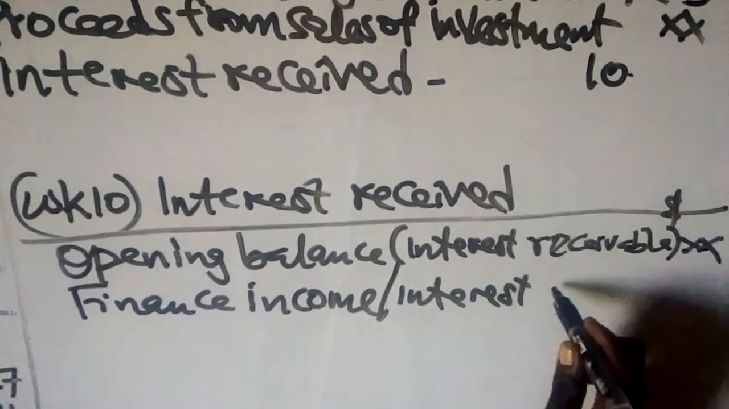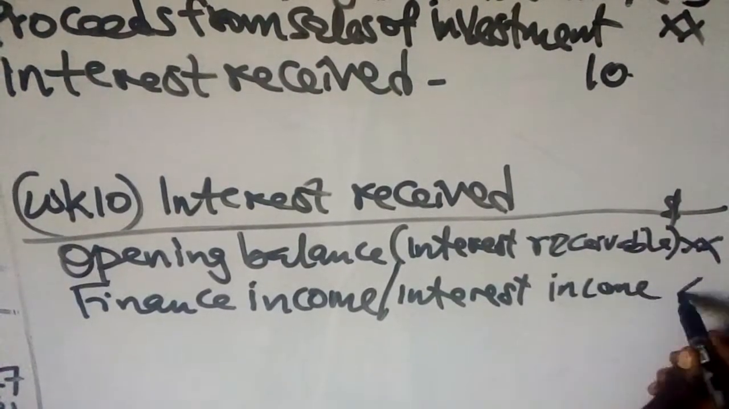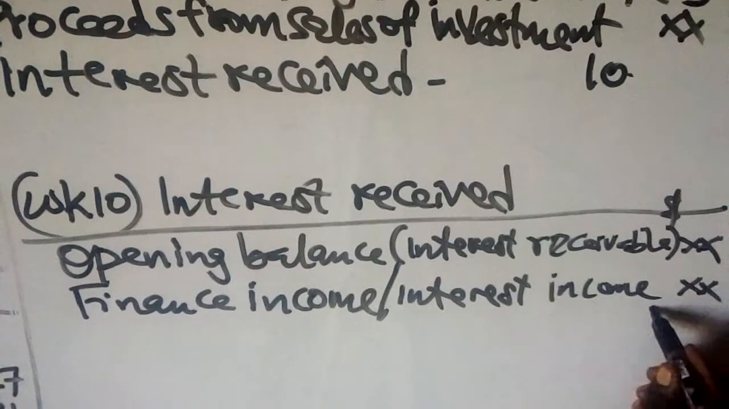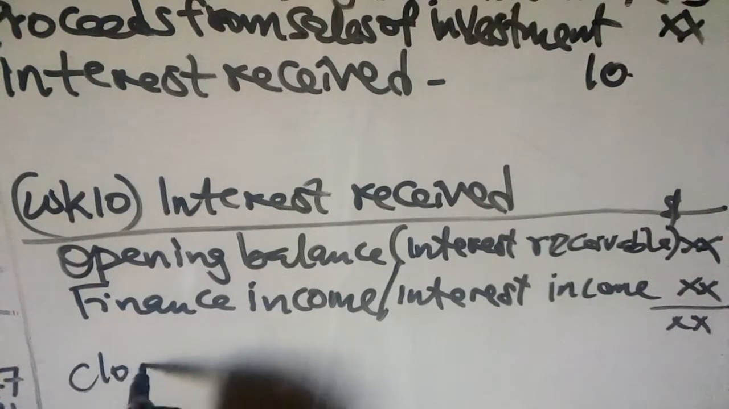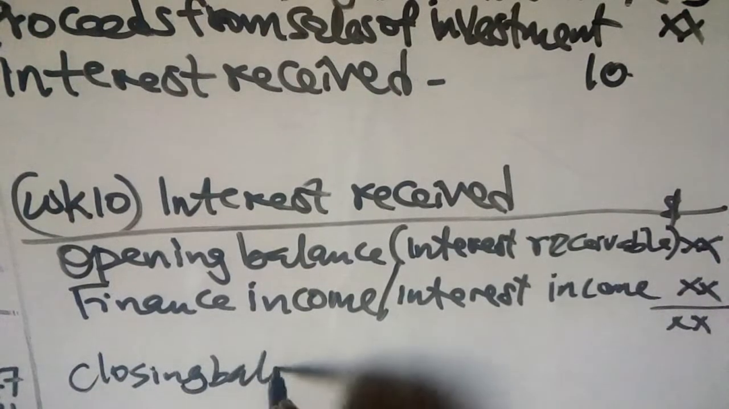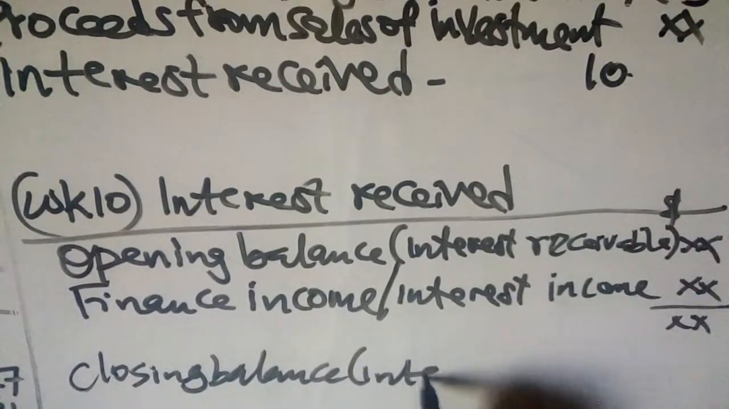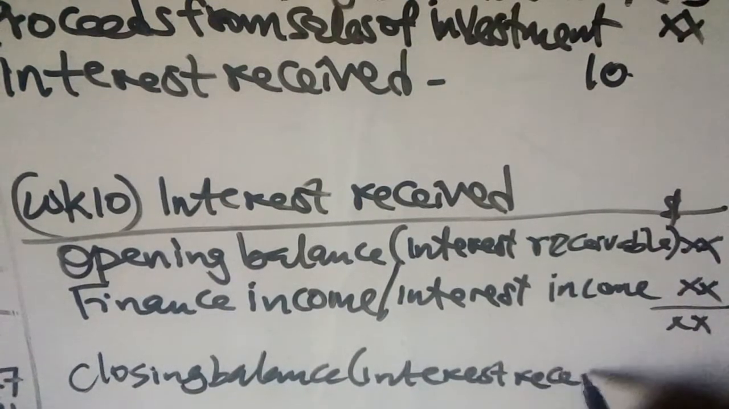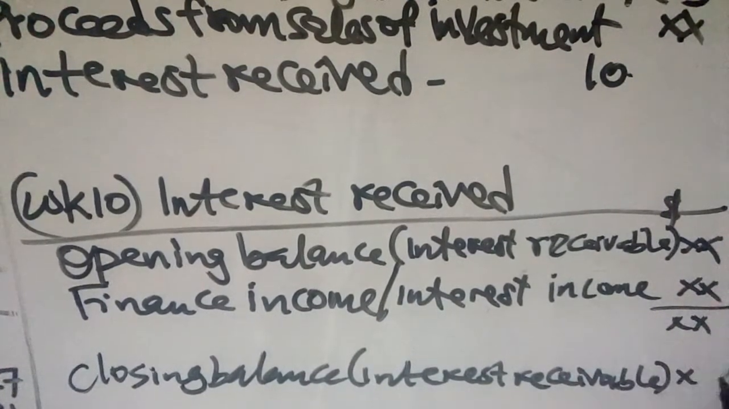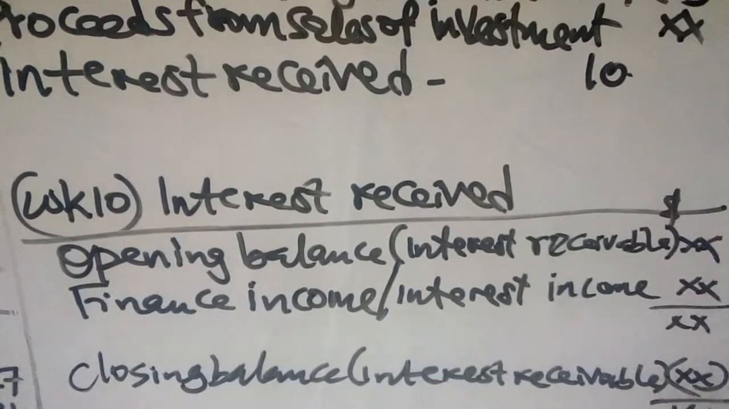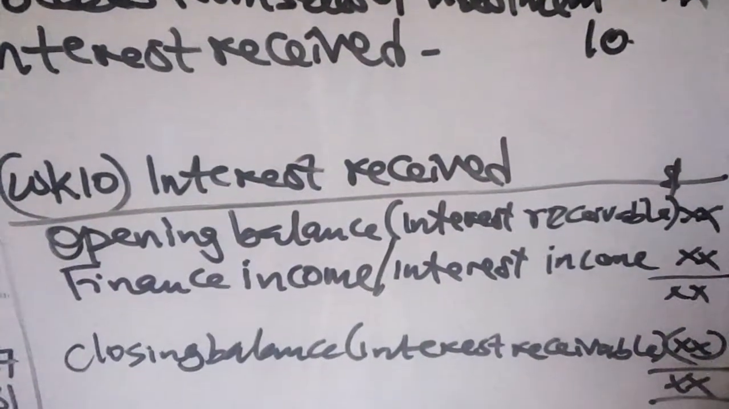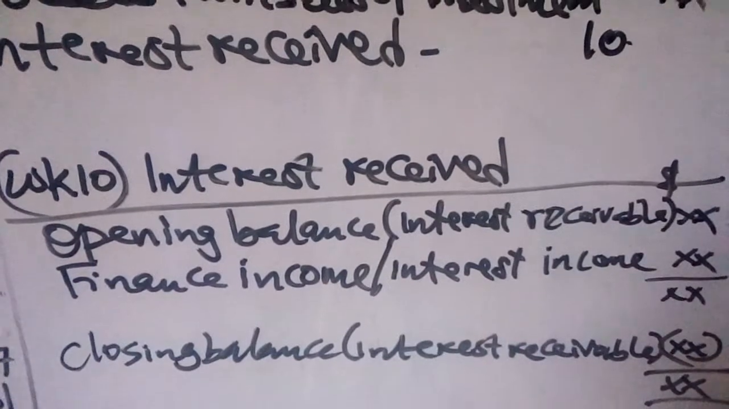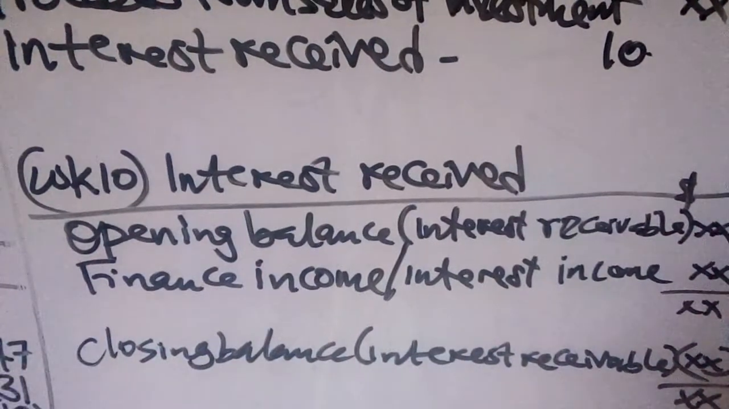Interest income will be found in the statement of profit or loss and other comprehensive income. Then you sum this up to get the total. Then you remove your closing balance, that is your interest receivable under current assets. I've told you that your closing balance will be in the closing statement of financial position. So when you subtract that, this amount will be your interest received.